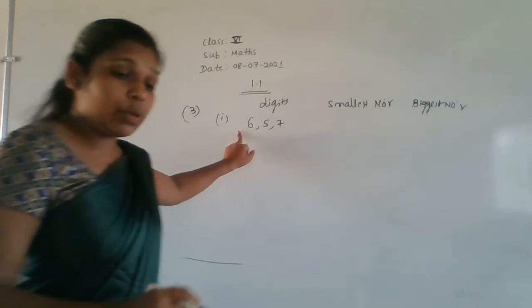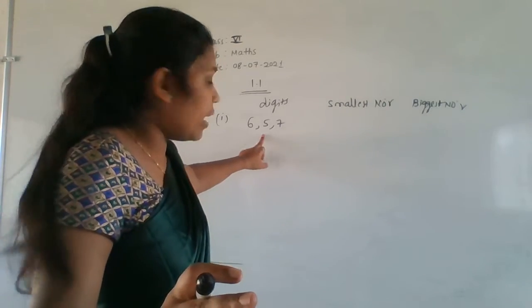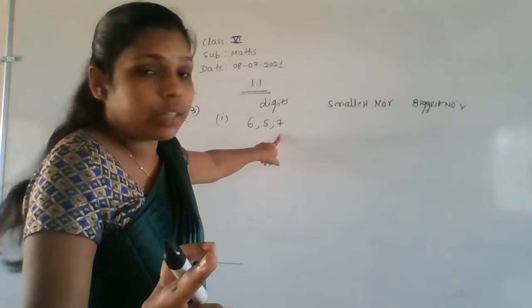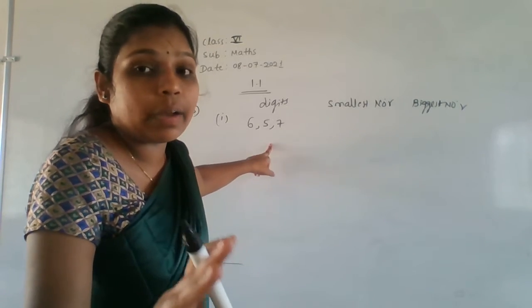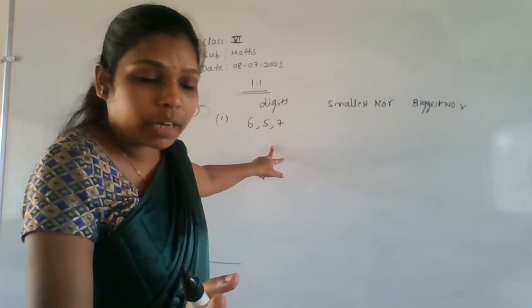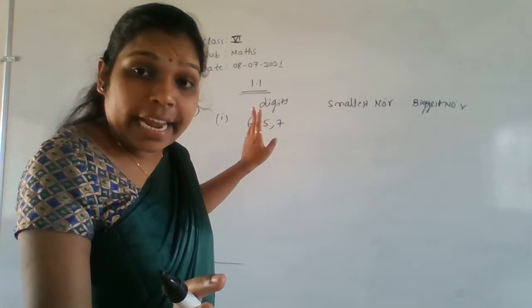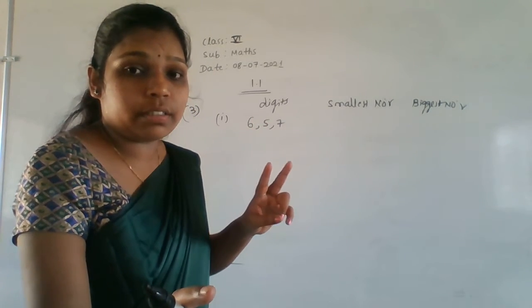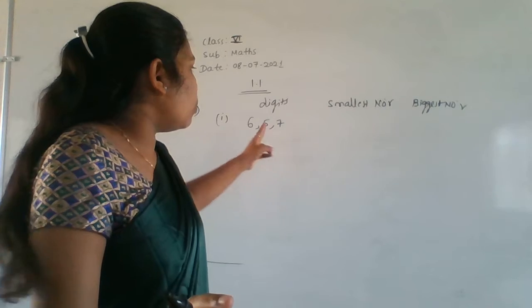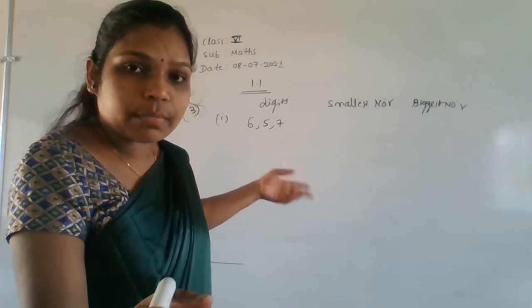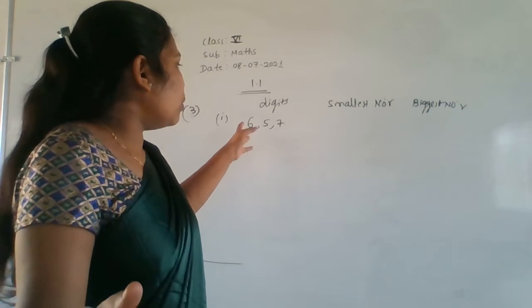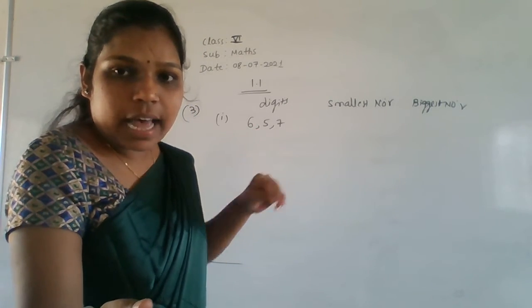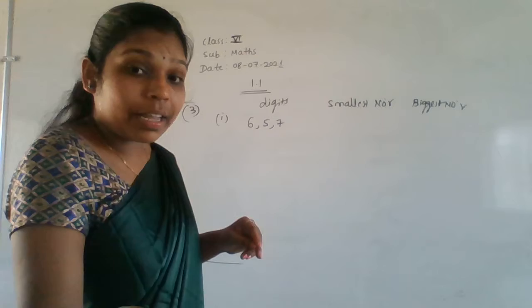Okay, you can use 6 two times, or 5 two times, or else 7 two times. There is no restriction. You have to use only one digit 2 times. So you can use any number 2 times. That is the condition. You can use 5 two times, 7 two times or 6 two times. That is your wish. So I use 5 two times here.